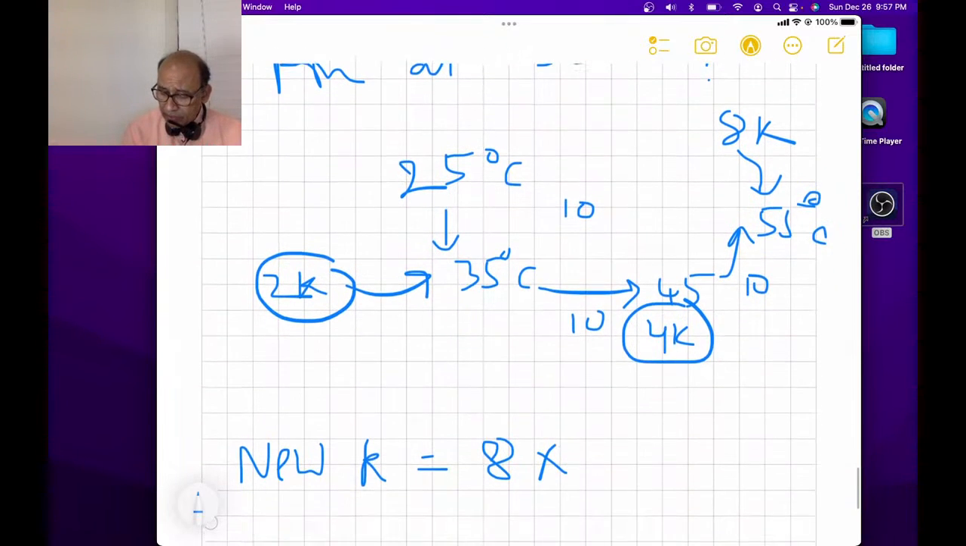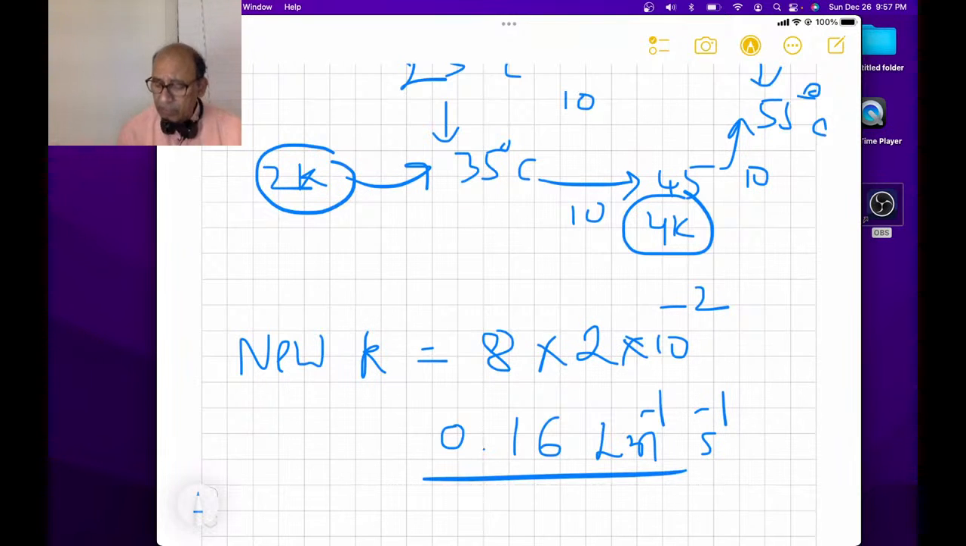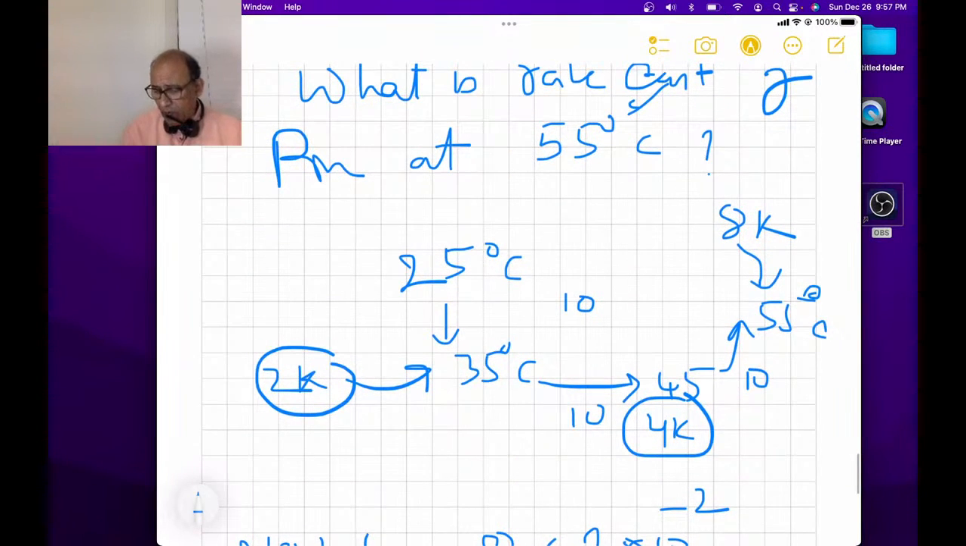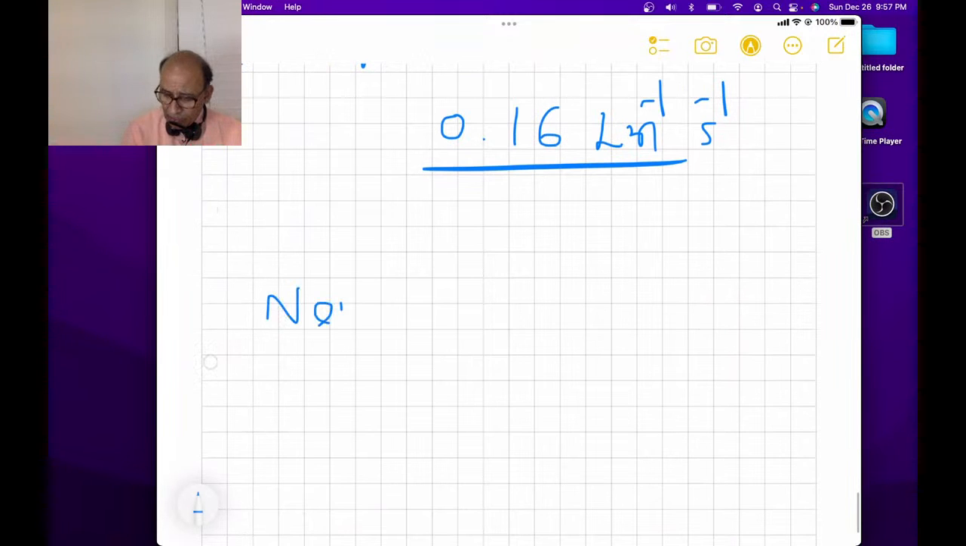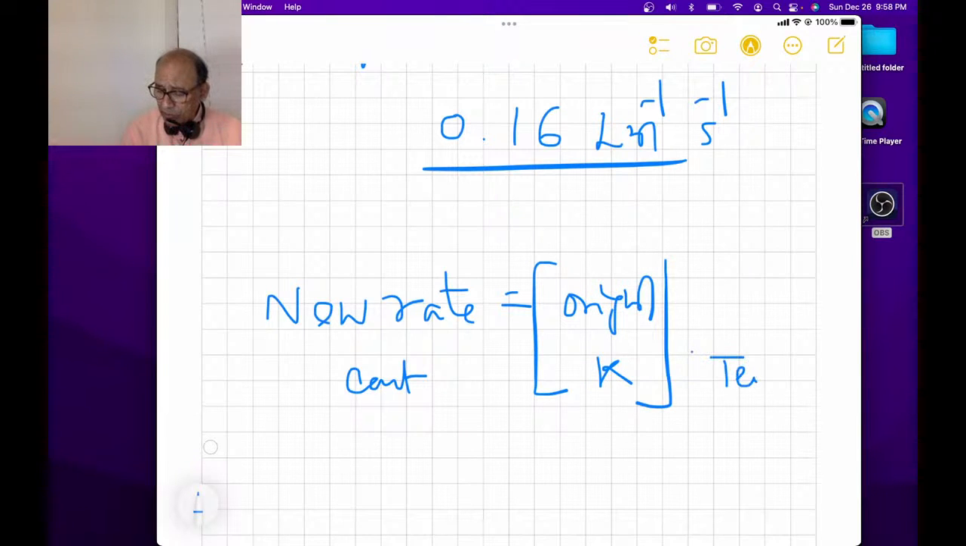That is 2 into 10 to the power minus 2, 0.16 liters per mole per second. Notice that this is one deduction method, or otherwise you can have a formula like new rate constant is equal to original rate constant into temperature coefficient to the power delta T by 10.